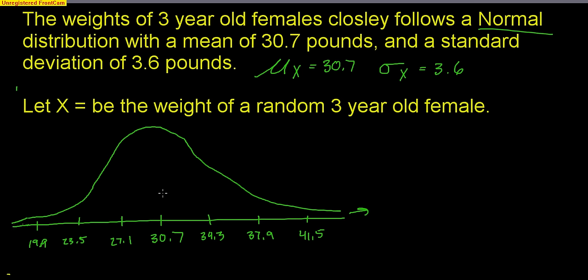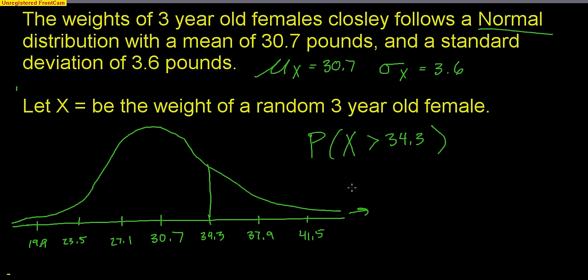So we get this idea of this being continuous because, if you start thinking about decimals, I couldn't possibly list every possible weight. But because I have the normal model, I can actually think about what this would look like in terms of a probability distribution, which is kind of cool. Watch this. If I say, okay, what's the probability that this random girl weighs over 34.3 pounds? Okay, well, how could I figure this out?